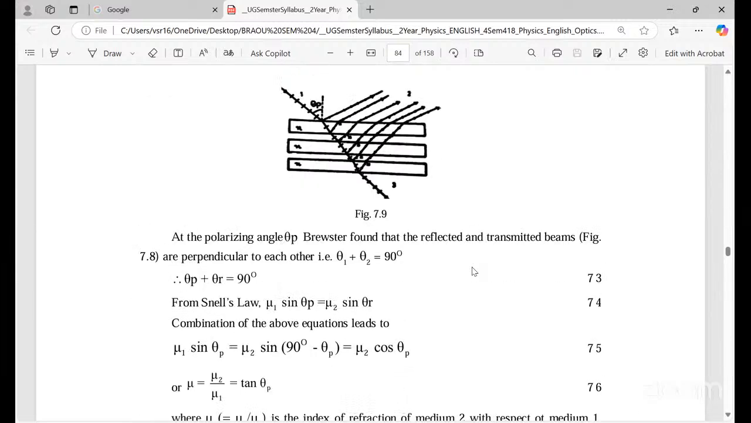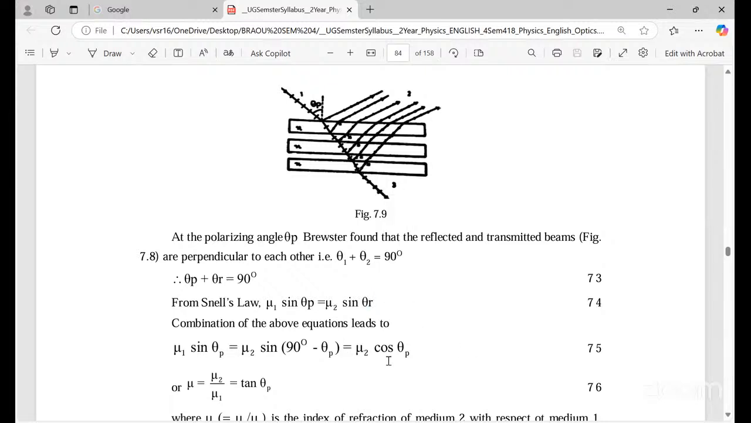At the polarizing angle theta p, Brewster found that the reflected and transmitted beams are perpendicular to each other. So theta p plus theta r is 90 degrees, where theta p is the polarizing angle and theta r is the refracted angle. By using Snell's law, sin theta p by sin theta r equals mu, where mu 1 sin theta p can be written as mu 2 sin theta r, with theta r replaced by 90 minus theta p. From this, we substitute.